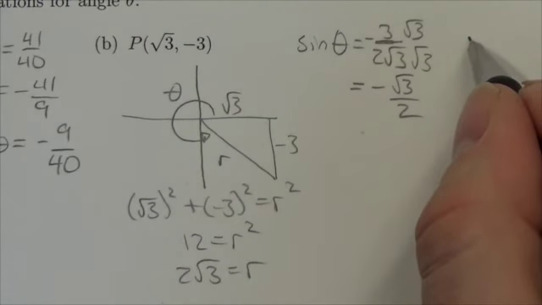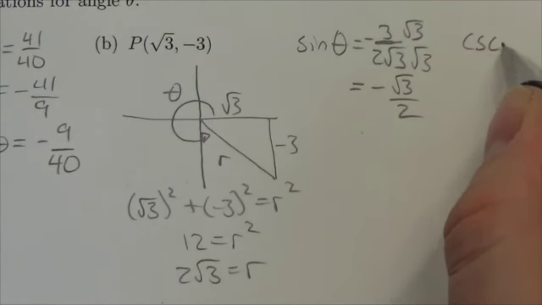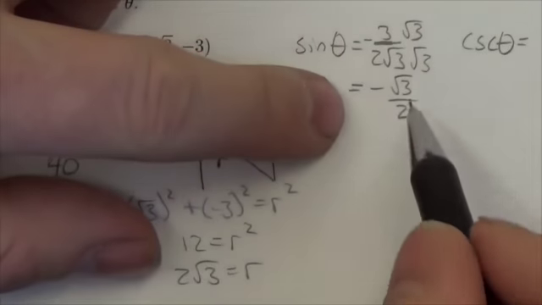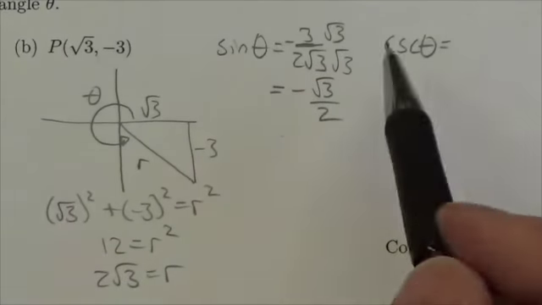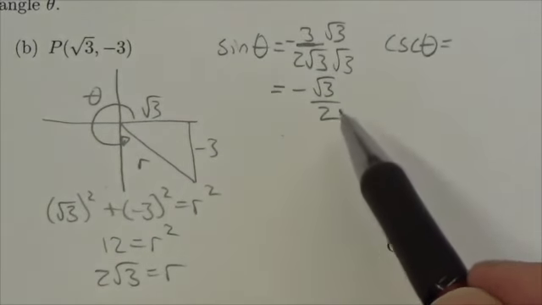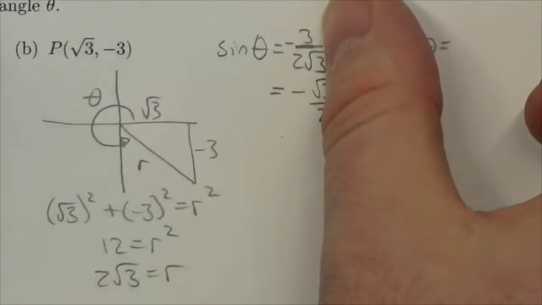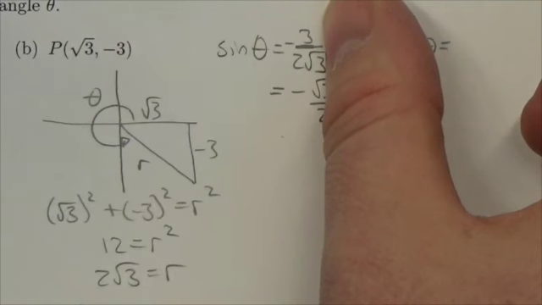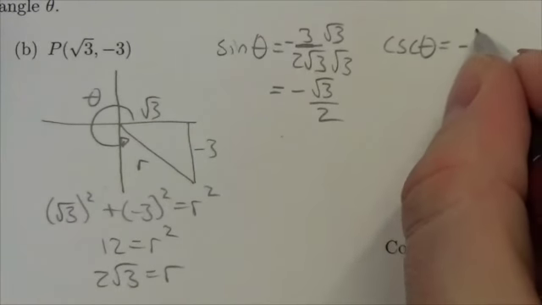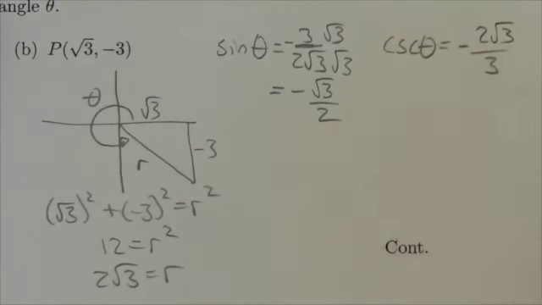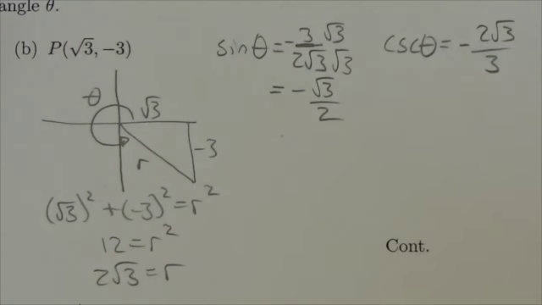Which means my cosecant, I could reciprocate this right here to get cosecant, but then I'd have to rationalize my answer. So if I just went back to what I had originally, negative 3 over 2 root 3, and just made that negative 2 root 3 over 3, that would be fine, and I don't have to worry about rationalizing.